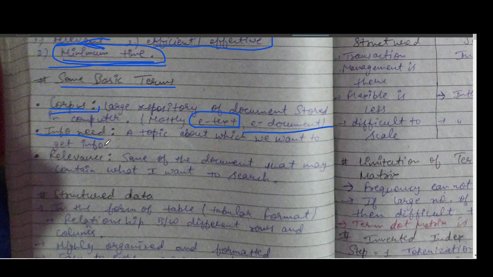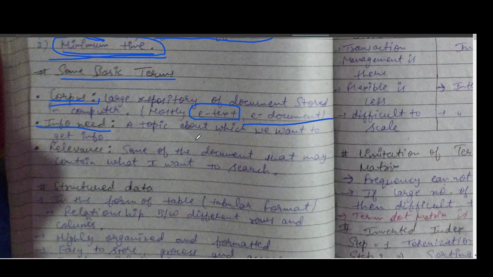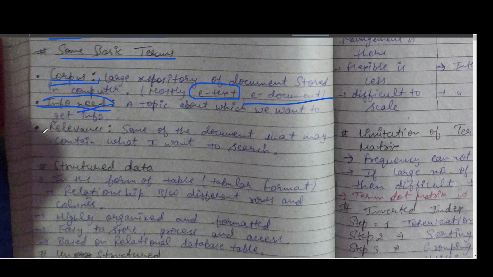Next is information need. This term means the topic about which we want to get the information. As the name says, it's a very common term. The information which we need is the information need. It is very simple, no need to explain it.